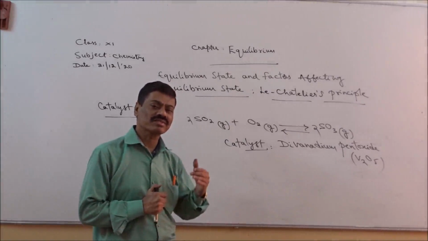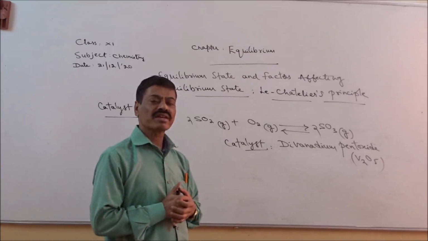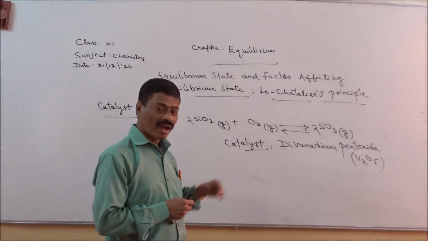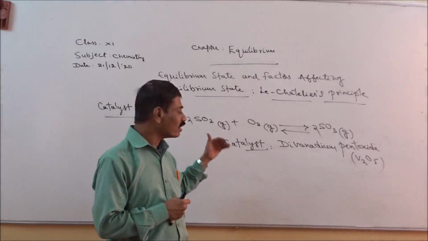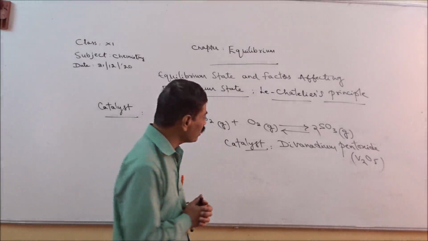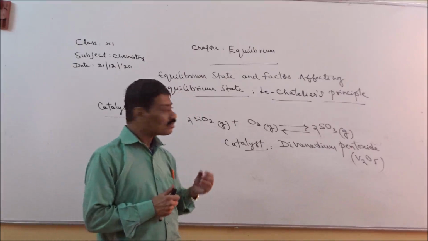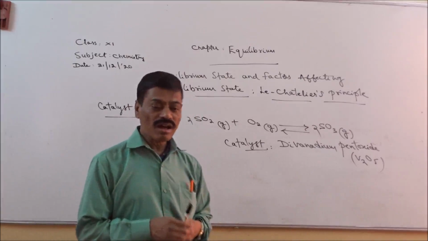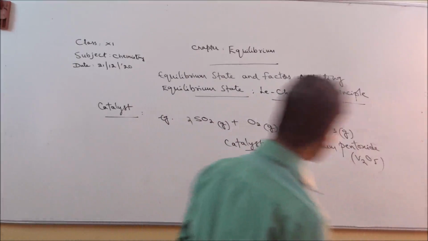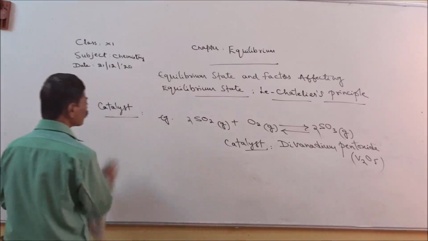If collision frequency is more, the rate of the reaction will also be more. And this is a reversible reaction. Here the role of the catalyst is to yield more and more sulfur trioxide in a short time. So that's about the role of the catalyst, the fourth factor, and how it affects the equilibrium state.